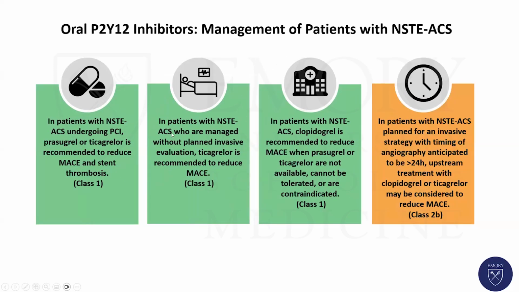What about patients with non-STEMI ACS? Once again, potent P2Y12 inhibitors. In patients with non-STEMI ACS undergoing PCI, prasugrel or ticagrelor is recommended to reduce MACE and stent thrombosis, class 1. Now, there's a group of patients with non-STEMI ACS who are just managed conservatively with medical therapy only, such as some elderly patients, or patients who have established coronary disease not amenable to revascularization, but still have a non-STEMI. These patients should get ticagrelor to reduce MACE, and that's a class 1 indication. Once again, clopidogrel can still be used to reduce MACE when prasugrel or ticagrelor are not available, or cannot be tolerated, or contraindicated. That's a class 1. Now, in some patients with non-STEMI ACS planned for invasive strategy with timing of angiography anticipated to be greater than 24 hours, upstream treatment with clopidogrel or ticagrelor may be considered to reduce MACE, and this is a class 2B indication.